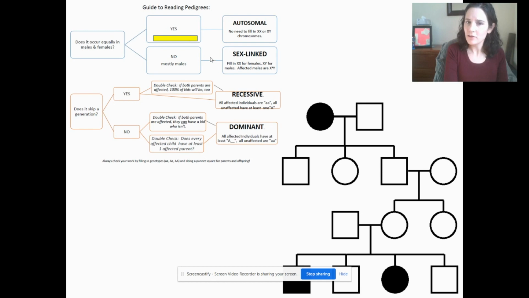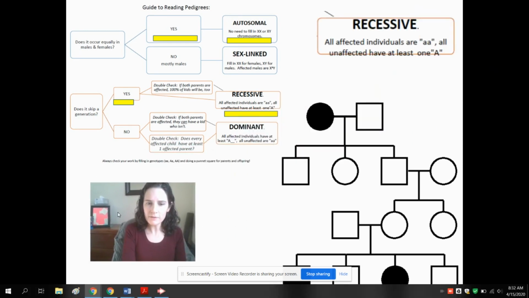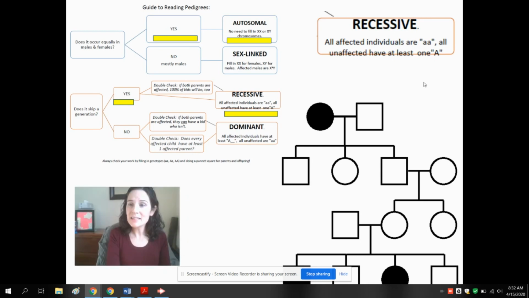I'm going to highlight here. I forgot I had that. So it is autosomal. The answer is yes, it skips a generation. So it is an autosomal recessive trait. And right here in the box, it tells me that all affected individuals, or all shaded in individuals, are going to be little a, little a. And I can move this over. And all unaffected individuals have to have at least 1 copy of the dominant allele, big A.